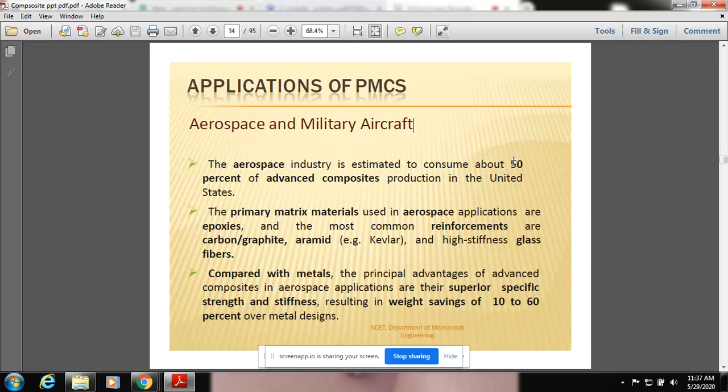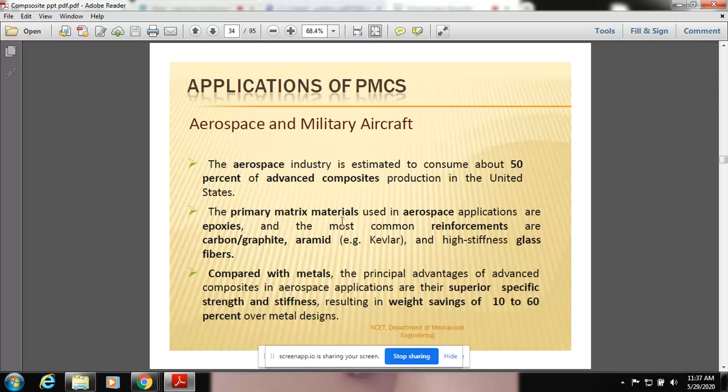As I mentioned here, 50% of advanced composites production in the US is used in aerospace. The major reason is very simple: the weight and density are very low, and it is easy to manufacture. That is the reason we use PMC in aerospace.